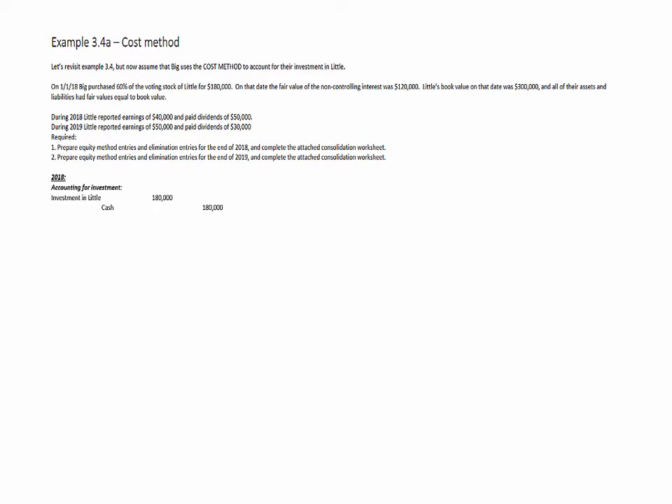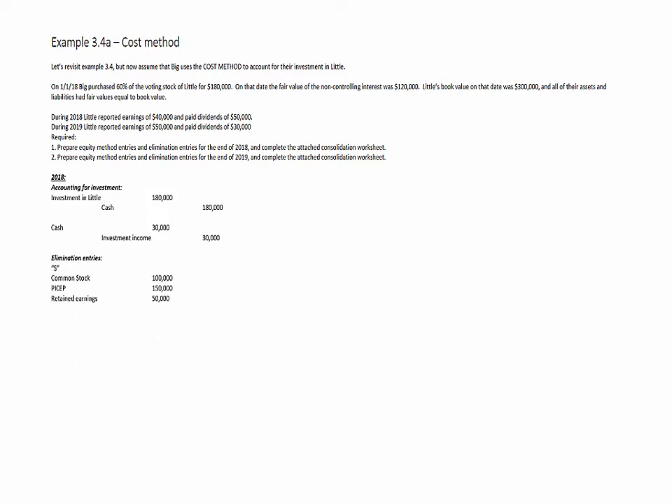So first, let's account for our investment in 2018. We purchased our investment for $180,000, same as before. And then when we receive our dividend check, 60% of $50,000, that dividend check is recorded as investment income under the cost method. Again, under the equity method, we would be debiting the investment in Little account.